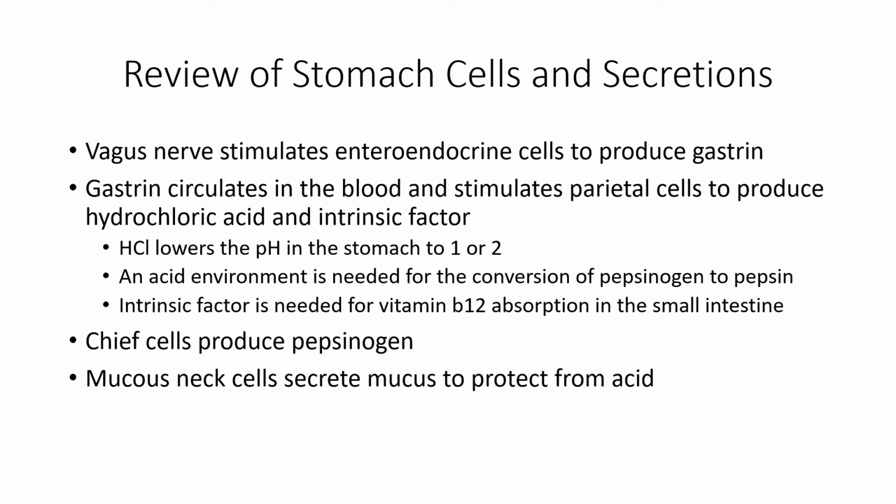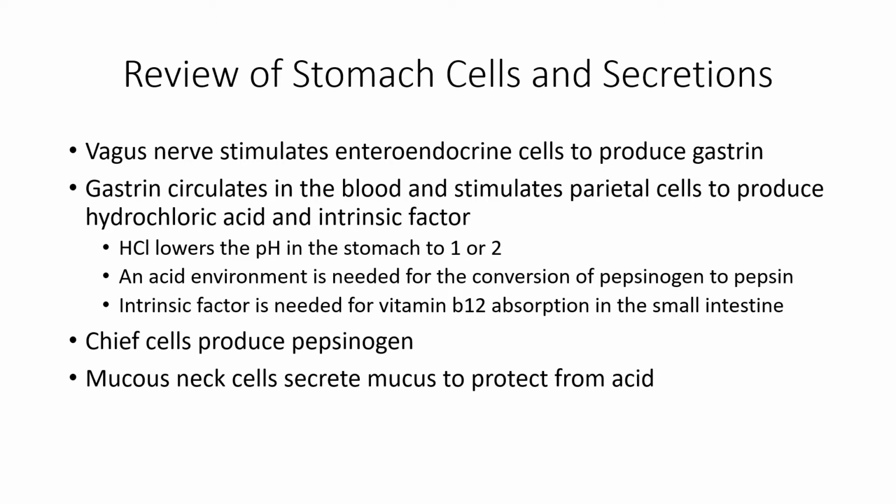So we left off in the last video talking about how the gastric pits have a variety of cells specialized to produce various chemicals. Under parasympathetic control, the vagus nerve will stimulate enteroendocrine cells to produce gastrin. Gastrin's a hormone, and like all hormones, it circulates in the bloodstream. It will target parietal cells to produce hydrochloric acid and intrinsic factor. Those parietal cells are also in gastric pits along with those enteroendocrine cells.